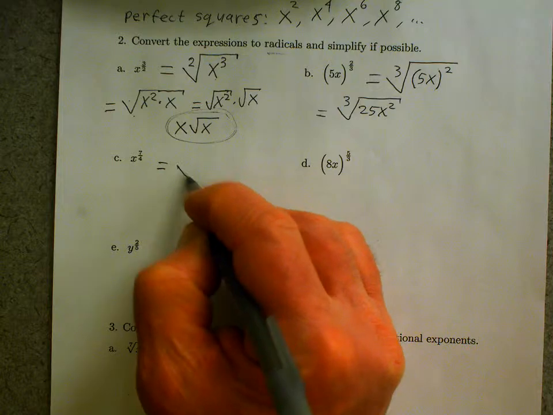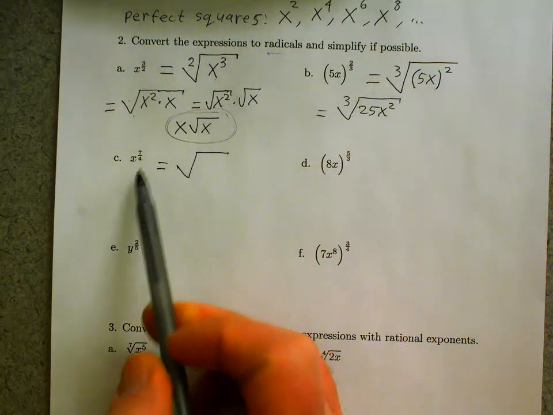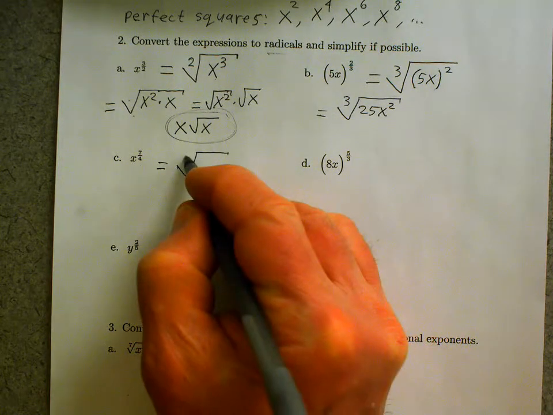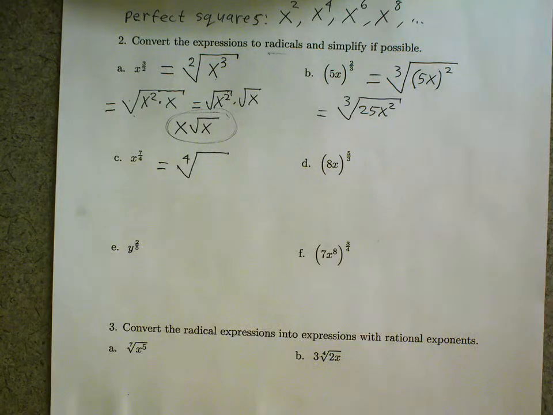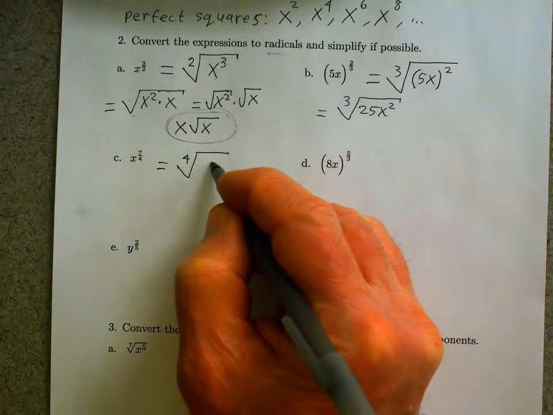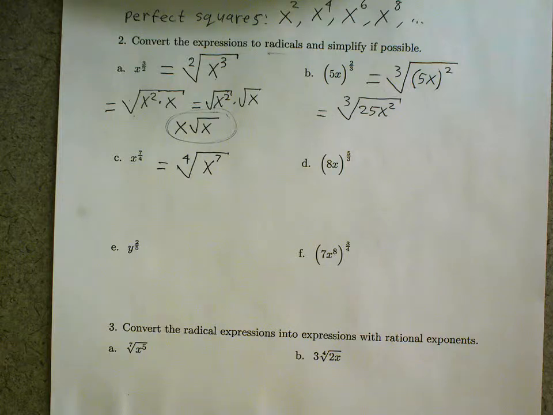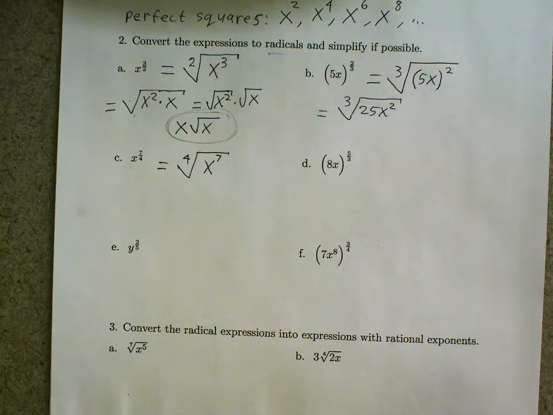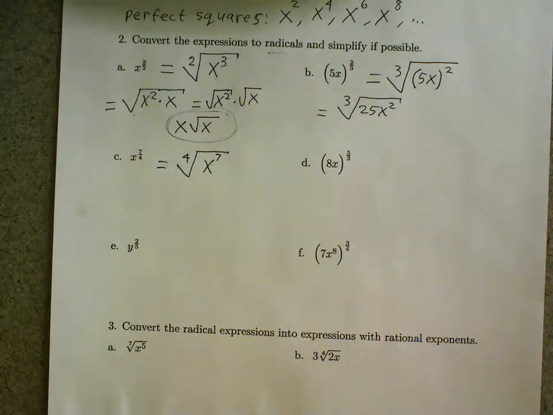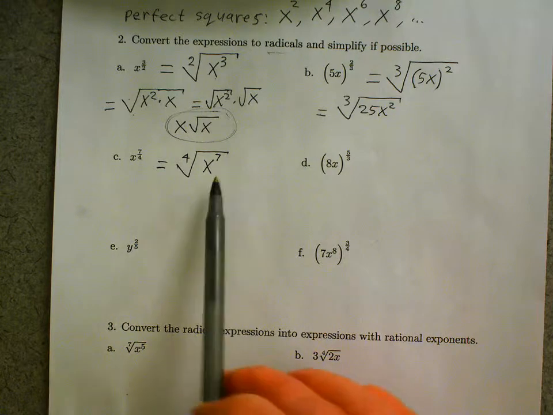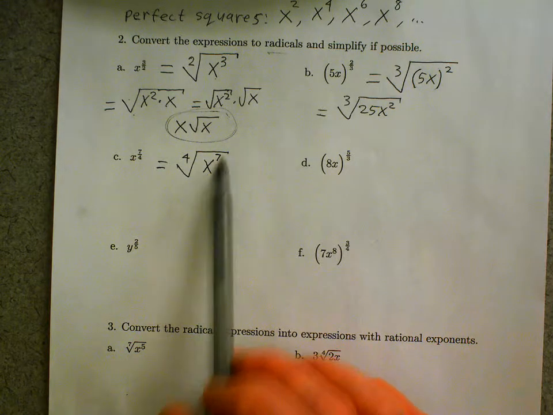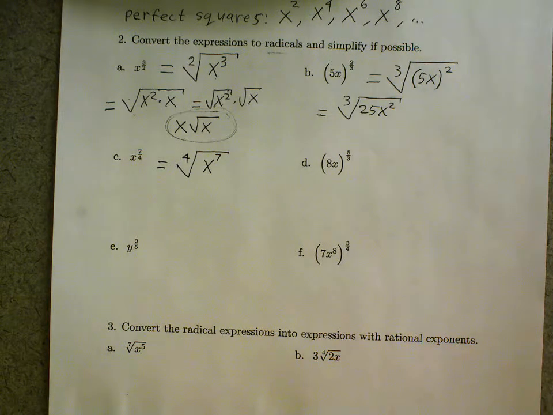Okay, converted to a radical. The denominator of the exponent is 4, so the index of the radical is 4. And then we have x to the 7th inside the radical. And this can be simplified. The largest factor of x to the 7th that is a perfect 4th power is x to the 4th.